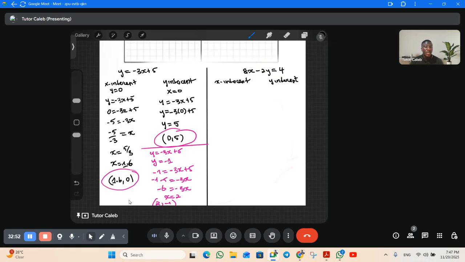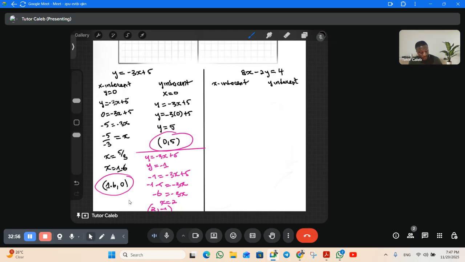Now, we're going to do the same thing for the x-intercept and the y-intercept of the second line, 8x minus 2y equals 4. For the x-intercept, we know that y equals 0. So we replace y with 0: 8x minus 2 times 0 equals 4. So 8x equals 4. We divide both sides by 8, so x equals 4 over 8, which is a half, or 0.5. So the x-intercept is at half and 0.